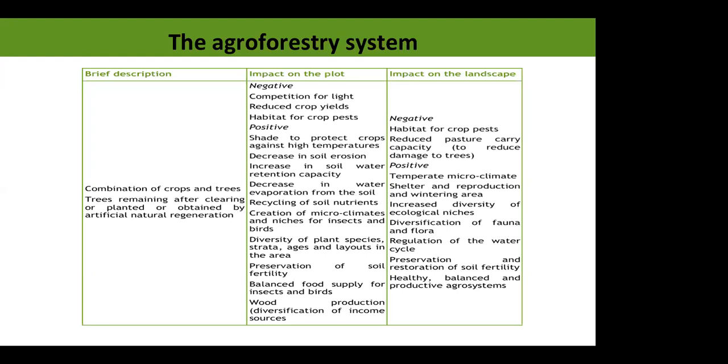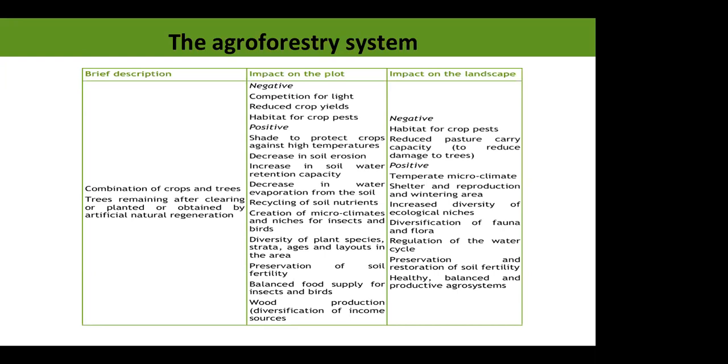There's diversity of plant species, of different ages and layouts in the different areas. There's preservation of soil fertility because we planted a lot of trees. There's balanced food supply for insects and birds because they can feed on the trees that are planted and the ones that are indigenous to that environment. There is wood production, that's diversification of income for the farmers or for the owner of the business.